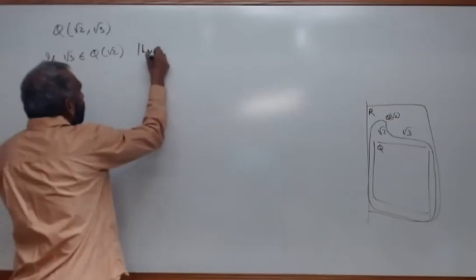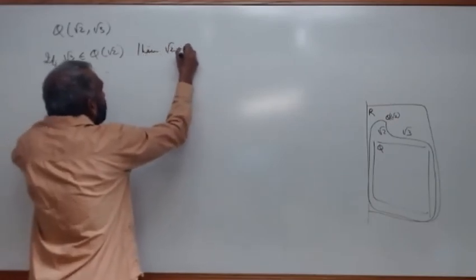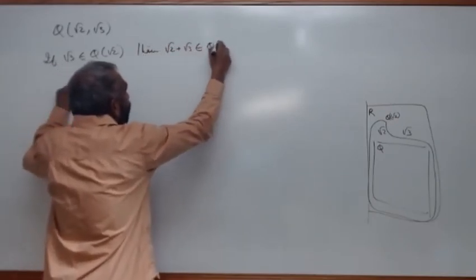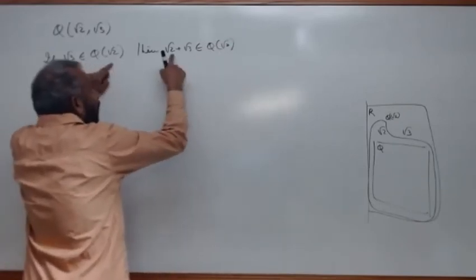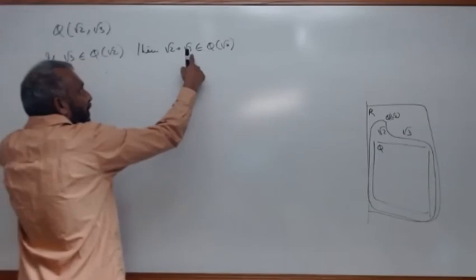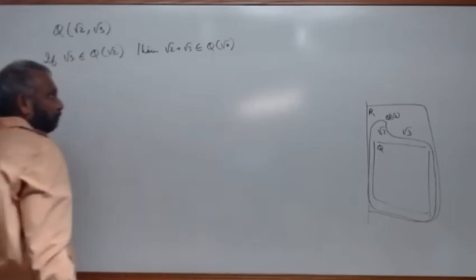then root 2 plus root 3 also belongs to Q(√2). Because √2 is always in Q(√2) and √3 you are assuming that it is in this. So the sum is always in this.